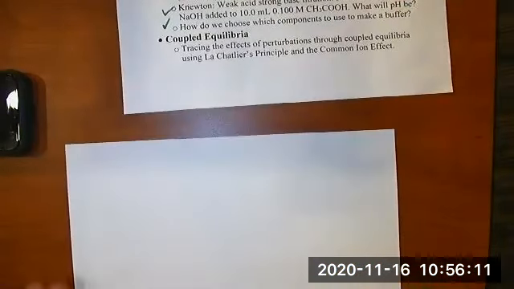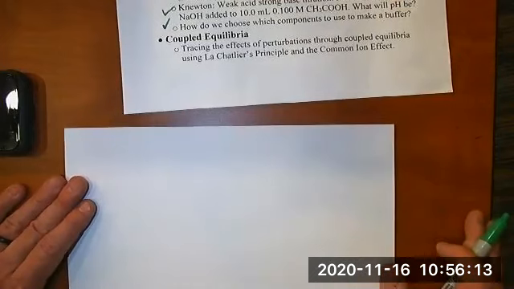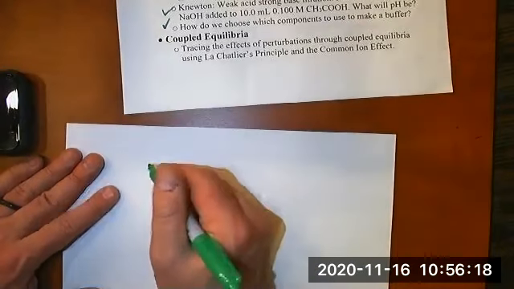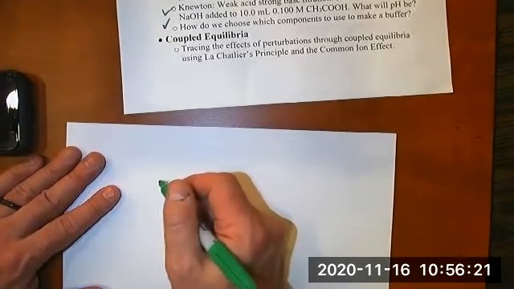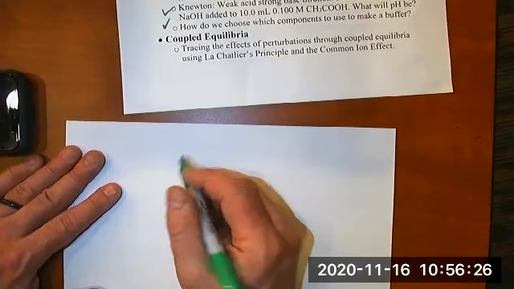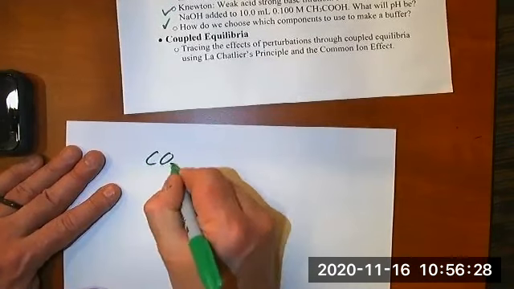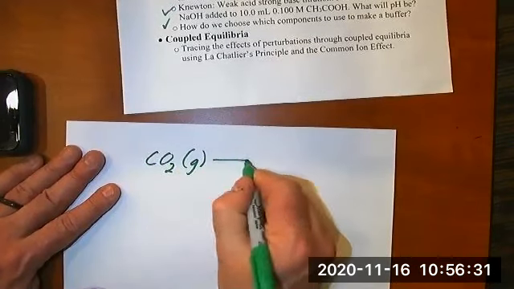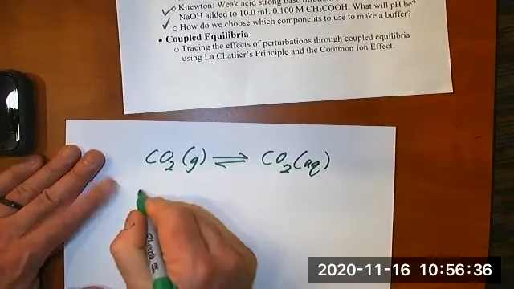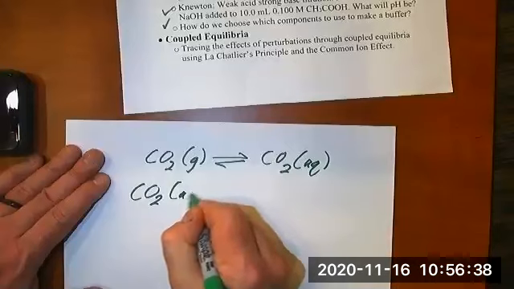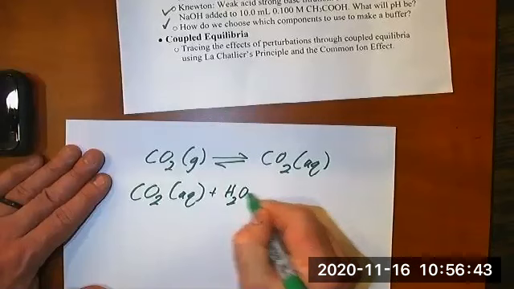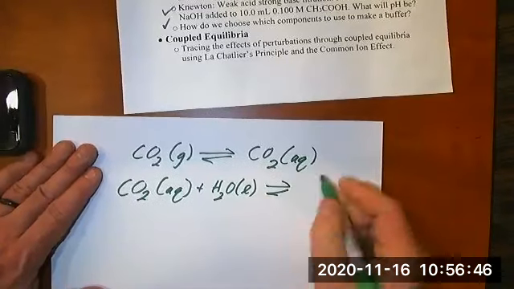So let's go through an example that we talked about a little bit last week. I think it was last week when we introduced coupled equilibria. And it's also relevant to the small group activity that we had, where we have CO2 as a gas in equilibrium with CO2 that's dissolved. CO2 that's dissolved can react with water to form carbonic acid.